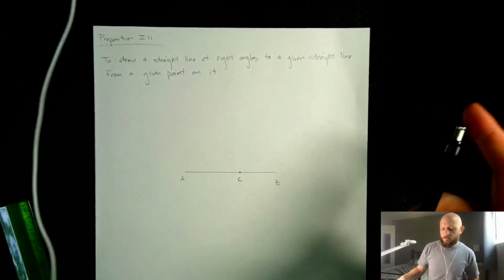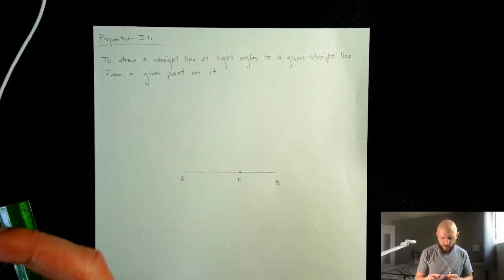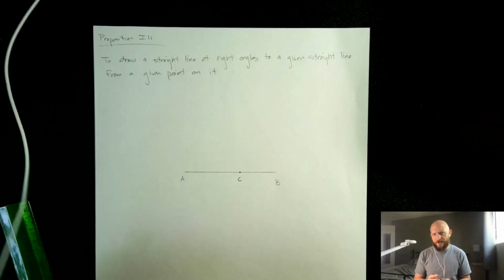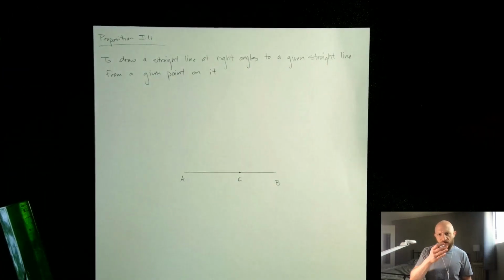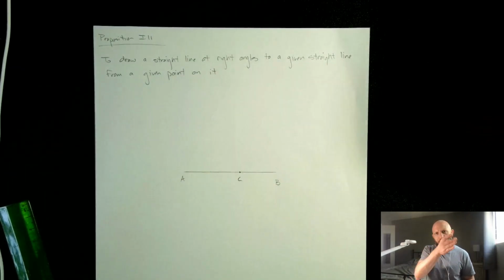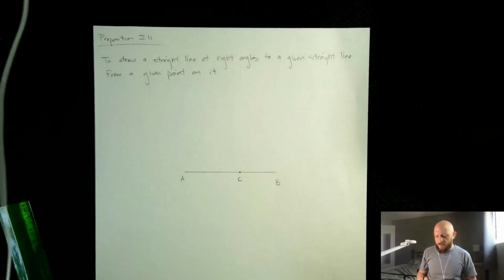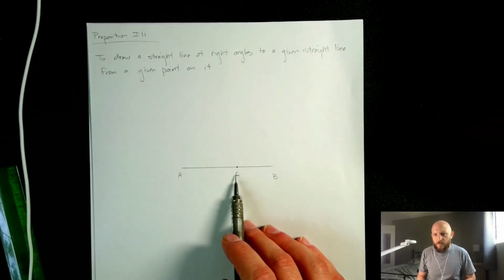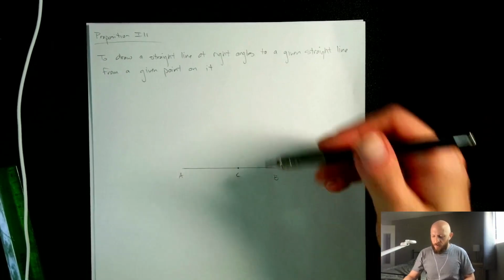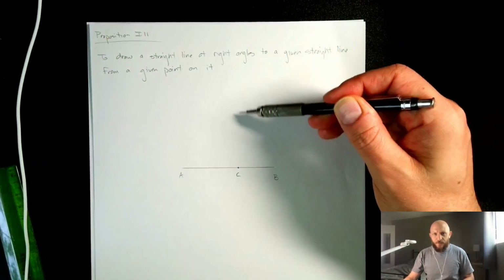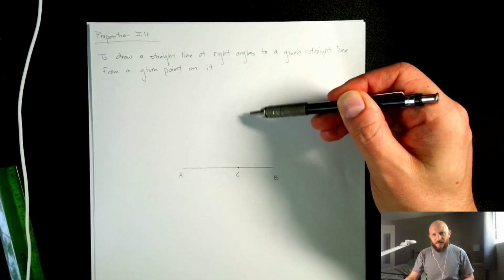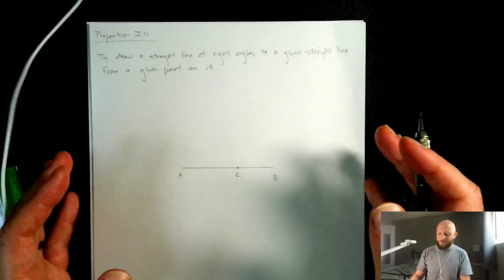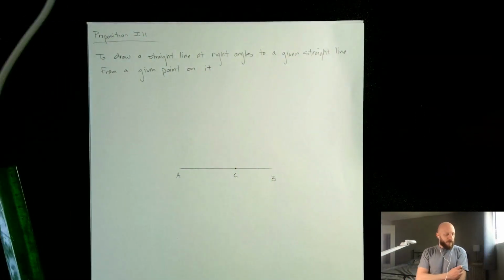Right. Proposition 11 says that if we're given a straight line and some point on that straight line, we can construct a perpendicular to the straight line that passes through that point. So in other words, if you're given the straight line AB and you choose just any point you like on there, point C, we want to be able to construct a line that is perpendicular to AB and passes through the point C. So let's do that. How do we do it?